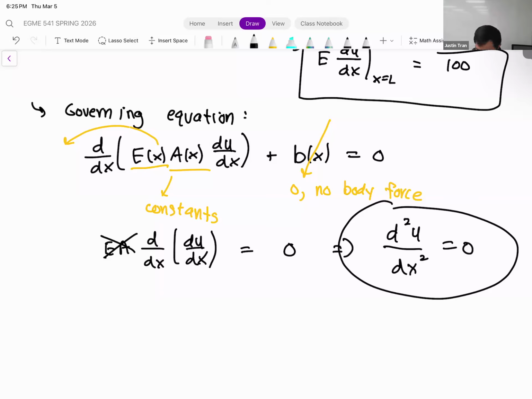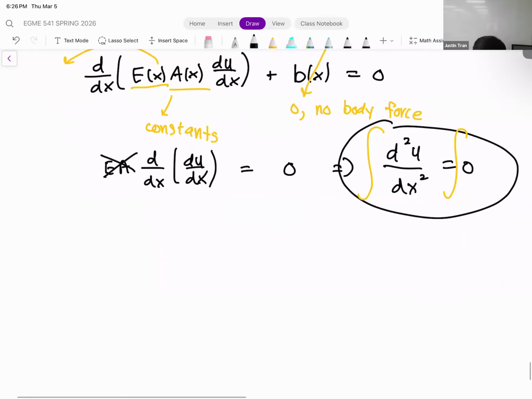Okay, good. All right, so to solve for this solution, all we have to do is simply integrate this equation twice, right? So we integrate it once, so that's going to cancel out one of the derivatives there. We integrate once, we get du dx is equal to, the integral of 0 is just 0, but since these are indefinite integrals here, we have to add an arbitrary constant. So we have to add a c1, okay?